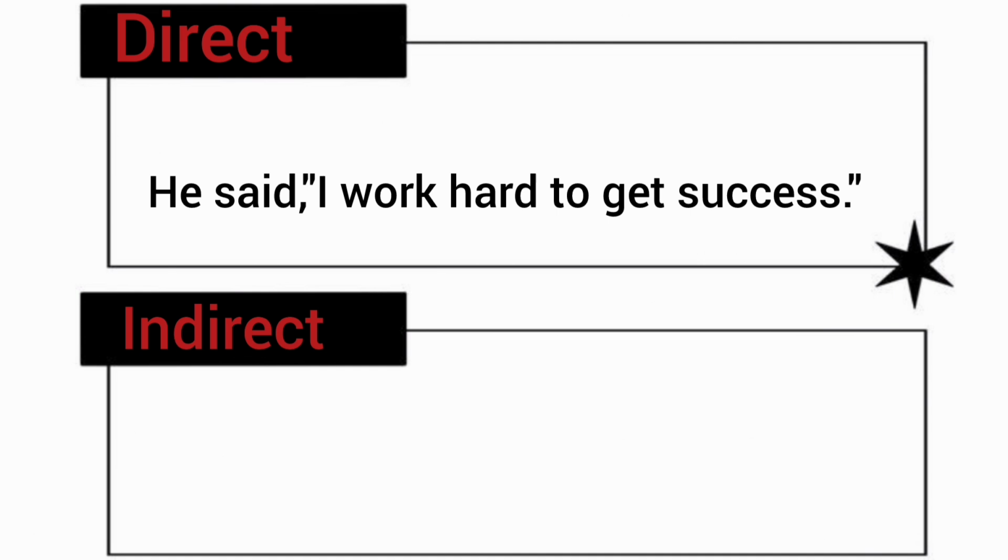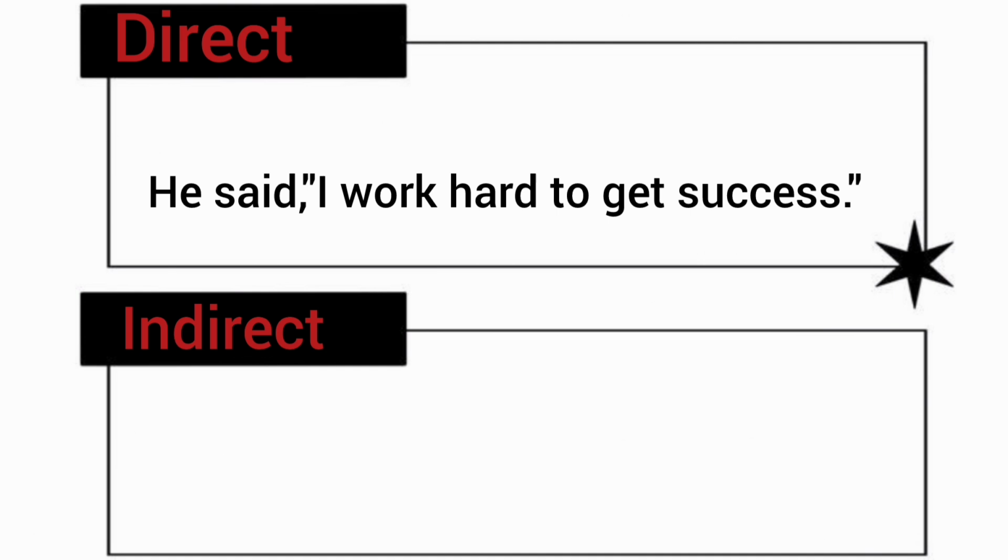Now, if you look at the construction of this sentence, there are two portions of this sentence. The one is reporting speech. He said. It is in past tense because said is the word. It is a verb actually that tells us that this is the past tense. And the next portion is I work hard to get success. That is written in inverted commas. These are the actual words of the subject of reporting speech, that is he. He was the person who said this about himself. So those actual words are written in inverted commas.